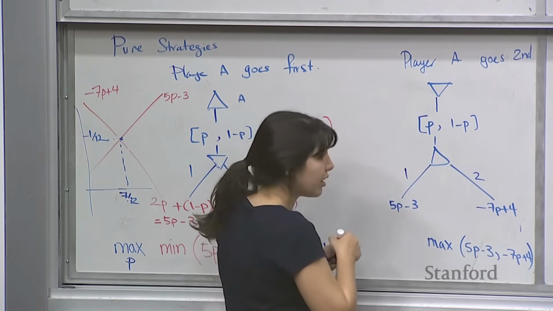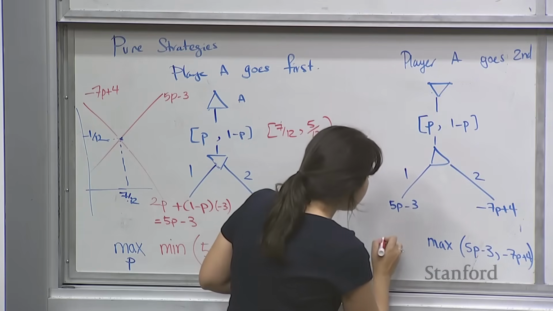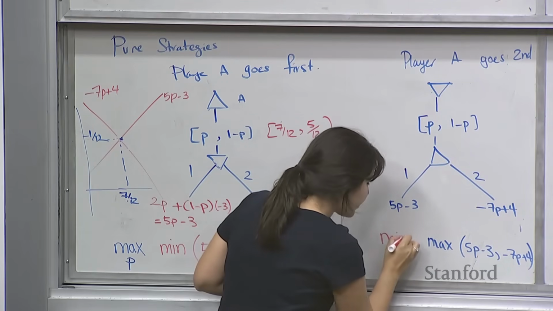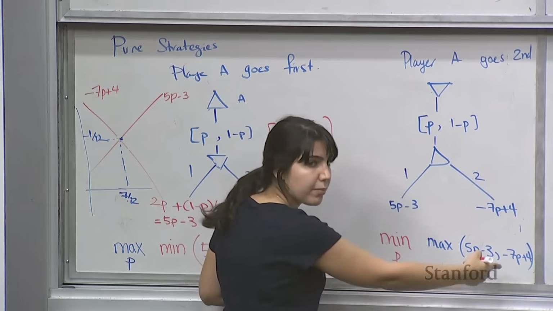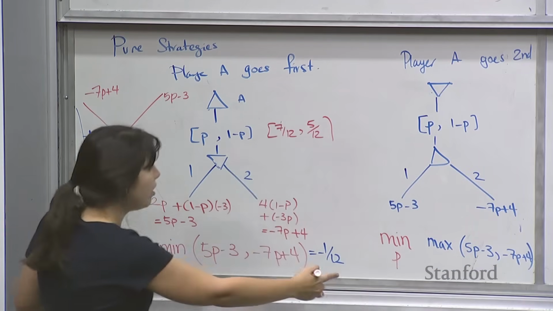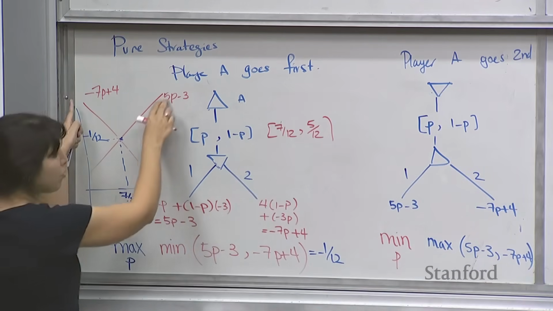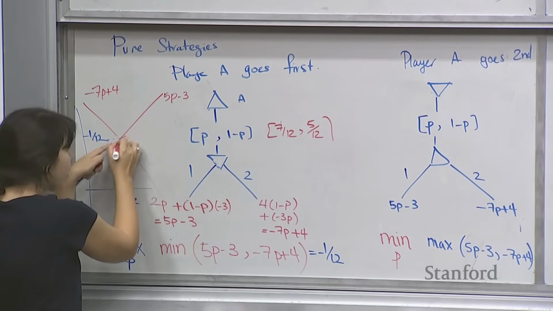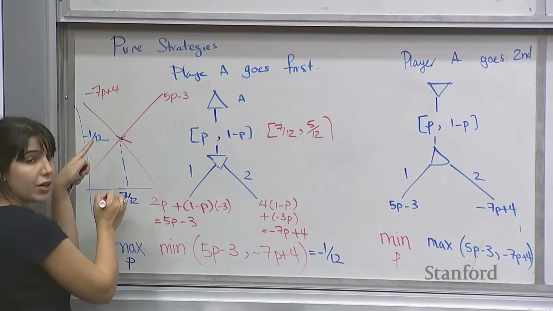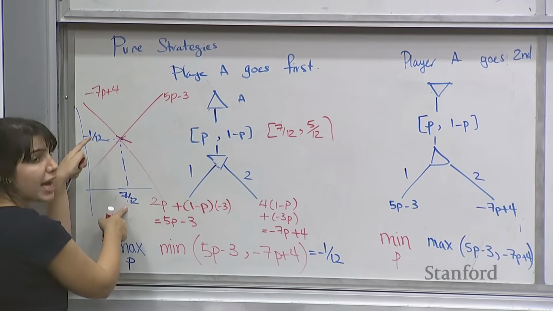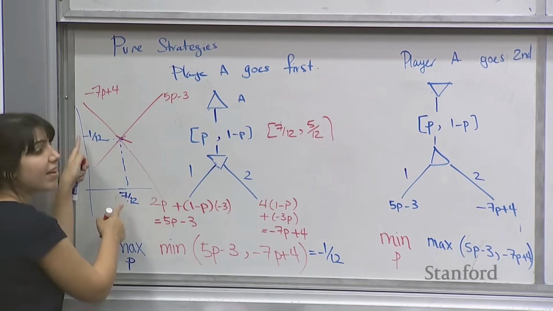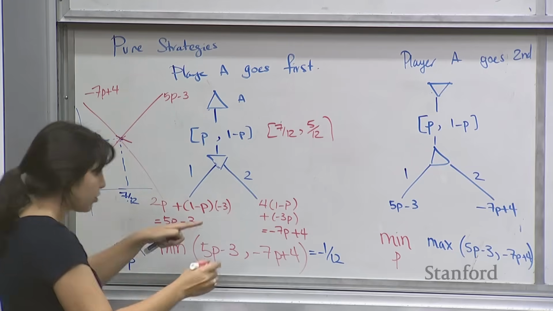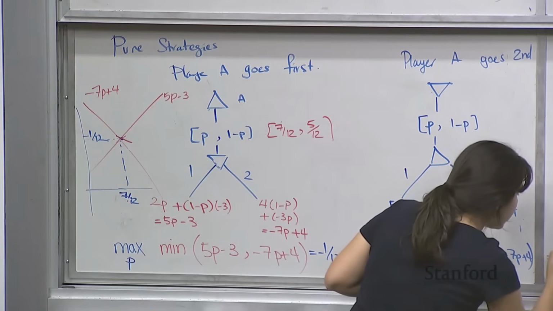B is going first. So then B has to minimize that and pick a P that minimizes that. These two are exactly the same two lines, but now I'm picking the maximum of them. The maximum of these two lines ends up being exactly the same point as before, exactly the same P as before, and giving exactly the same value as before. So this is also equal to minus 1 over 12.